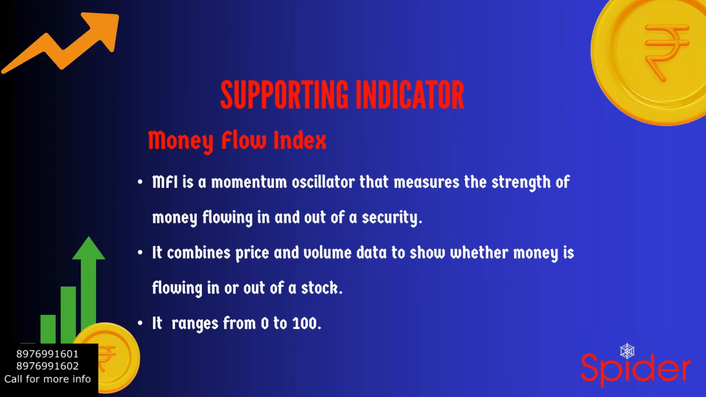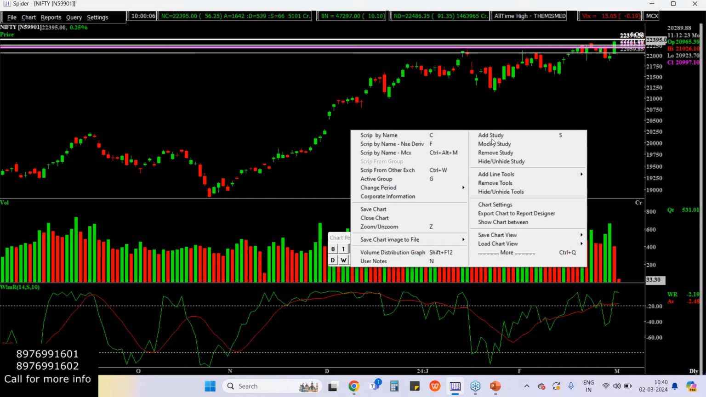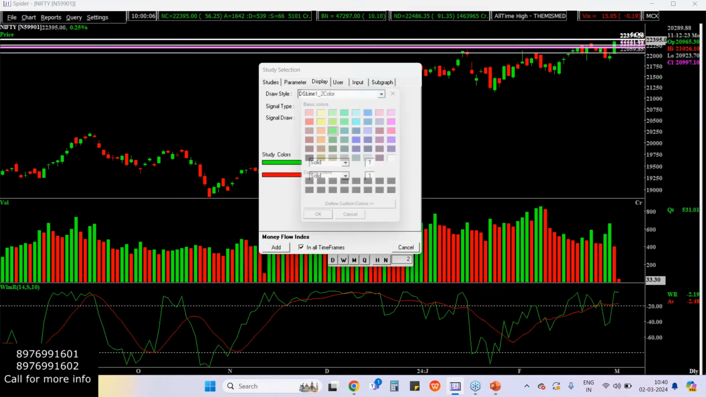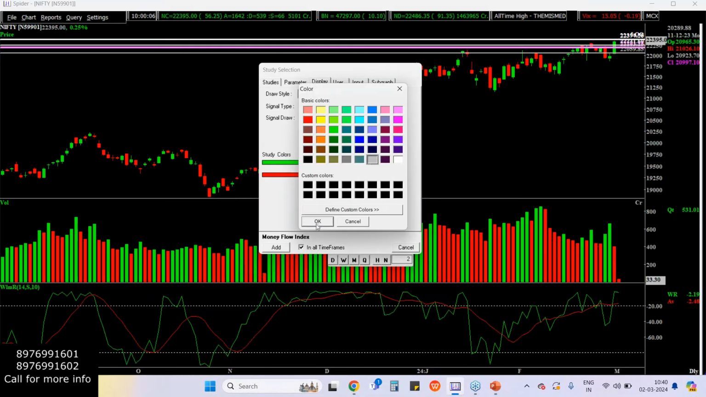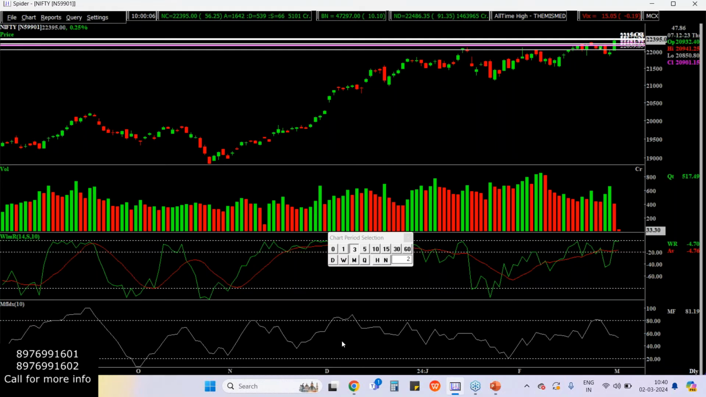Okay, so we'll plot that into the software also. I'll show you how you can plot that as well. You just have to press M, and here you can see the Money Flow Index has appeared in front of me. I can select it, plot it in all time frames, and change the color to white. And I'll just add. So here you can see your Money Flow Index has been plotted into the chart.